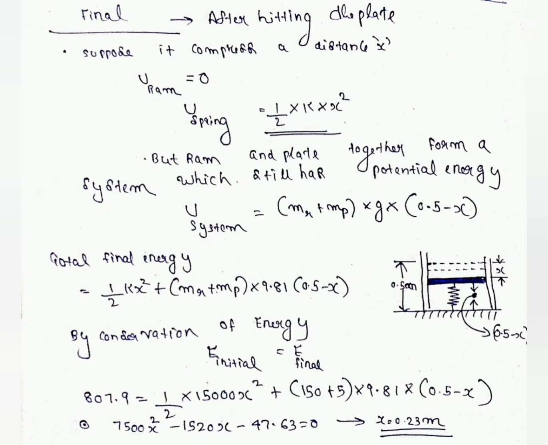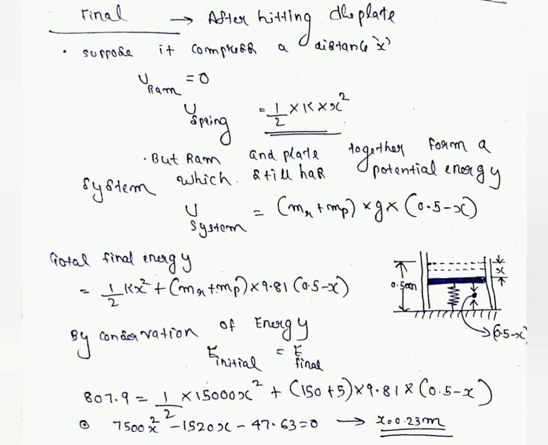We know the spring would move a slight distance after the plate, due to the force exerted by the ram on the plate, right? So assuming that after the collision, it will move through a distance x. It would move some further distance downward. I am assuming it to be x.